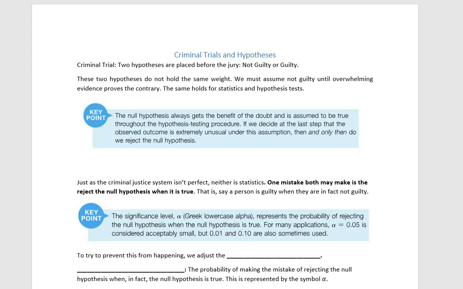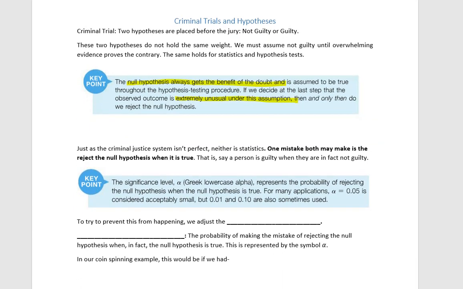So the same is going to hold for statistics and a hypothesis test. Here's the deal: the null hypothesis always gets the benefit of the doubt. That is, it's not until the very last step that we say that the null hypothesis is probably not true, until we get extremely unusual evidence to reject it. Now, just like the criminal justice system isn't perfect, neither is statistics, we might make a mistake.